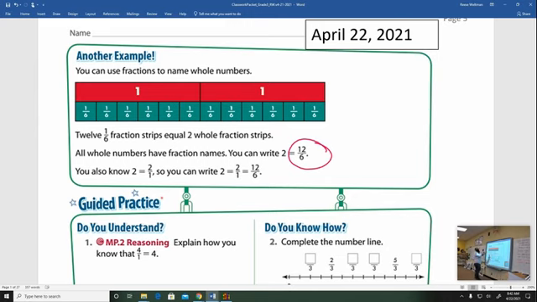So in this case, let's look at this. It says we have fraction strips here. We know we have two wholes, right? And then they're each divided into 6. So 1, 2, 3, 4, 5, 6. 1, 2, 3, 4, 5, 6. Okay? So you can see that 12 1/6 fraction strips, underline, circle, highlight the important information, equals 2 whole fraction strips. Visually, you can see that, correct? Does that make sense? Can you guys see that?